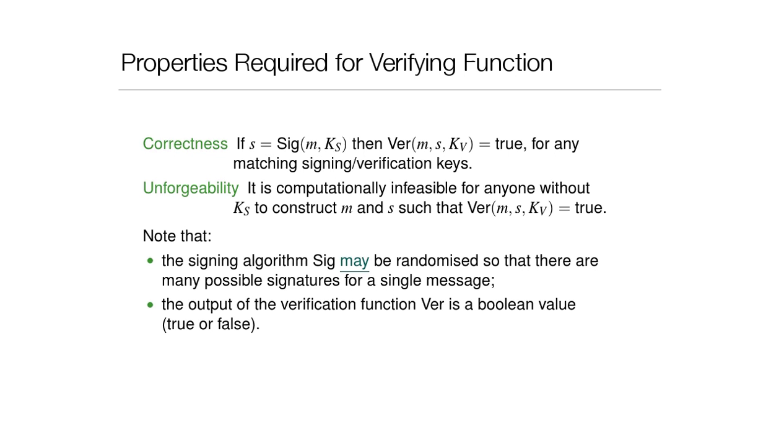But the verification should not be probabilistic. It is deterministic. Once it is a correctly created signature, it should always output true, otherwise false. Verification should be deterministic, but signature generation should be a probabilistic or randomized algorithm, not deterministic. So I try to emphasize these words as much as possible to make you familiar with them.